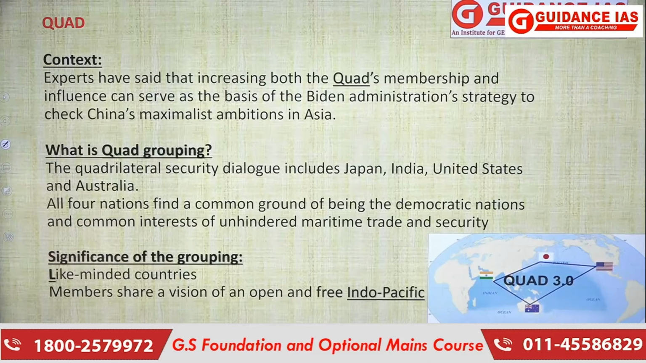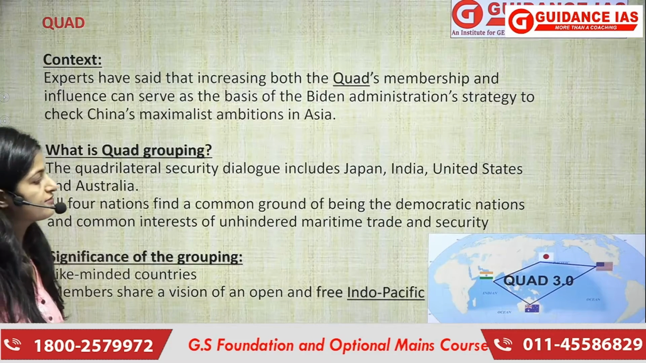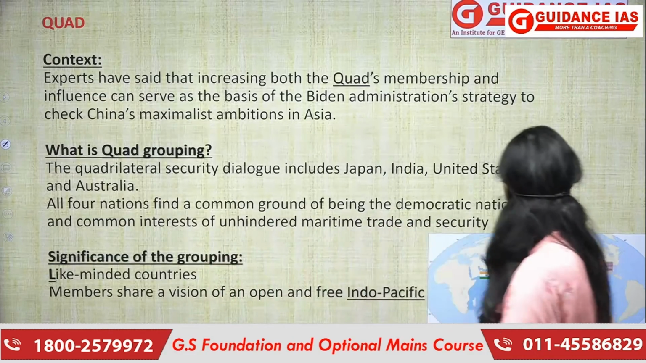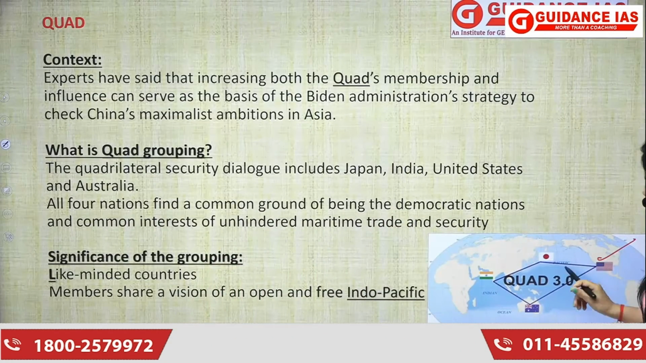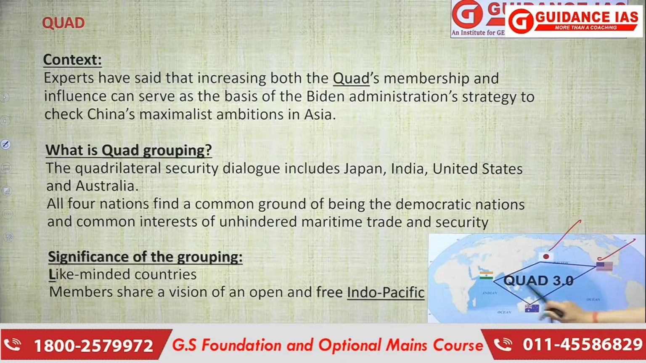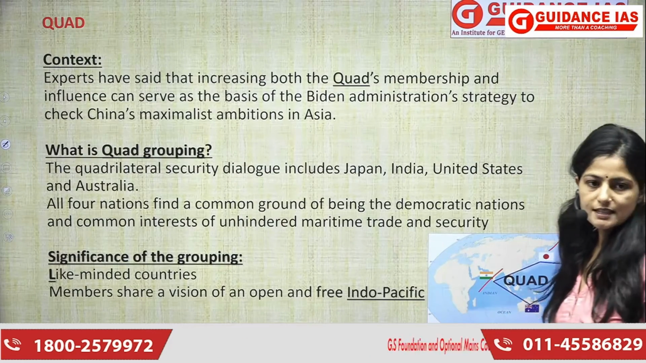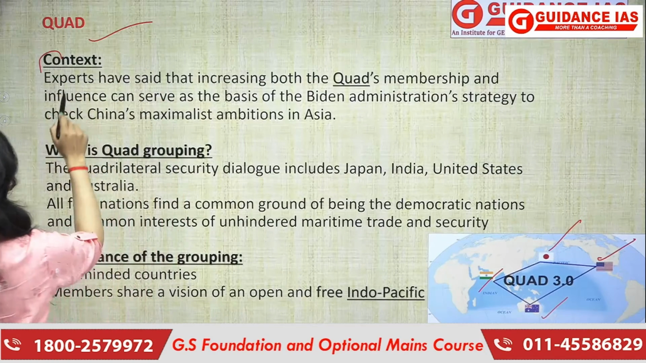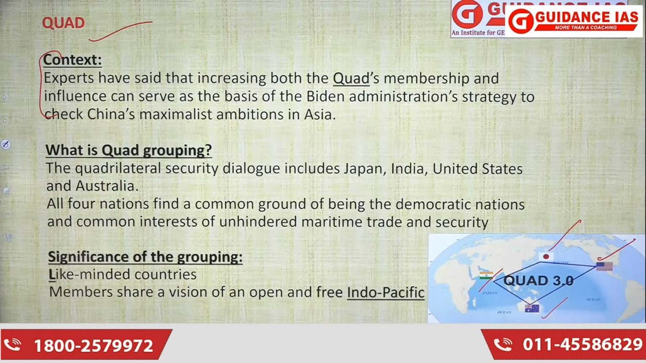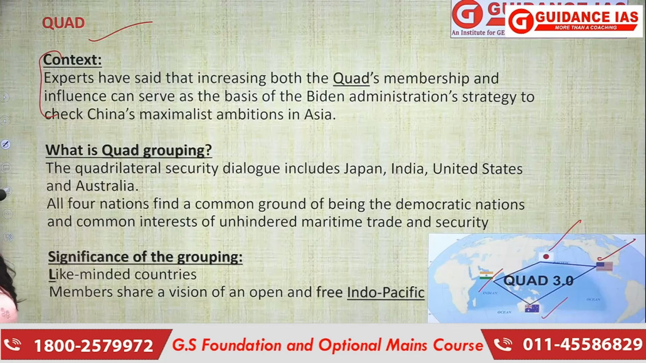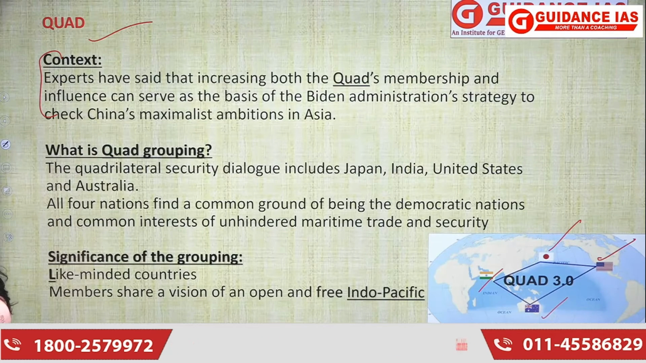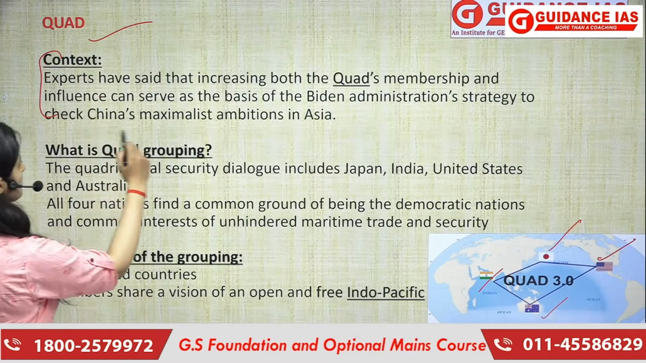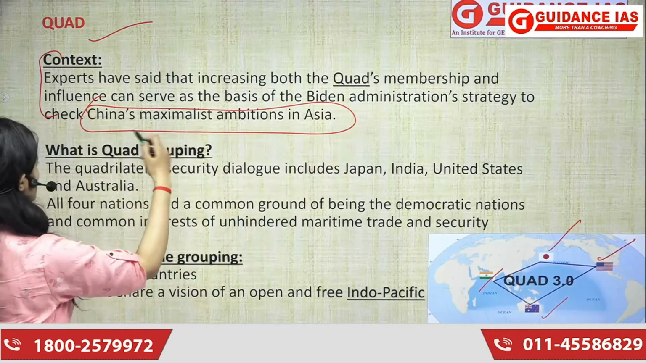Up next, we have Quad. So this is a group of 4 member countries. You all must be knowing, first thing first, those 4 member countries: first is US. Kindly look into the map. Then Japan, then Australia, and India. These are the 4 countries which come under this group. And what is the recent context, why was it in news? Experts have said that increasing both the Quad's membership and influence can serve as the basis of Biden's administration's strategy to check China's maximalist ambition in Asia.